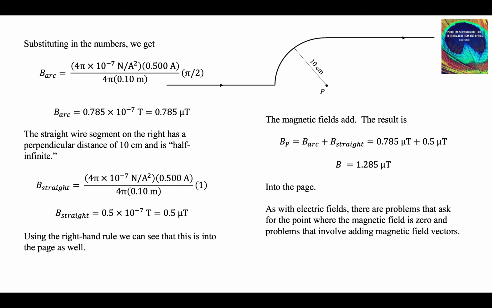As with electric fields, there are problems that ask for the point where the magnetic field is 0, and problems that involve adding magnetic field vectors. That's the subject of Lecture 2.